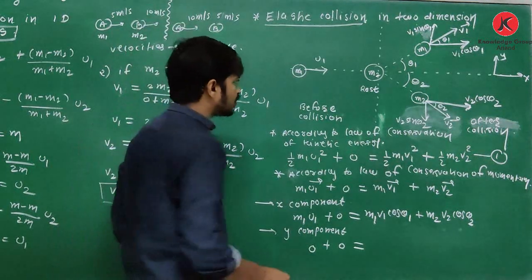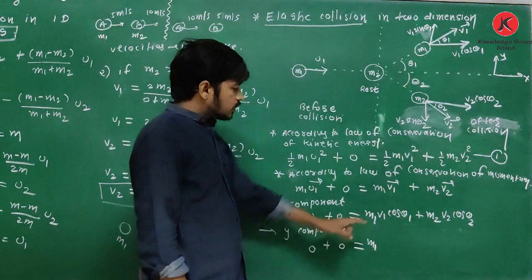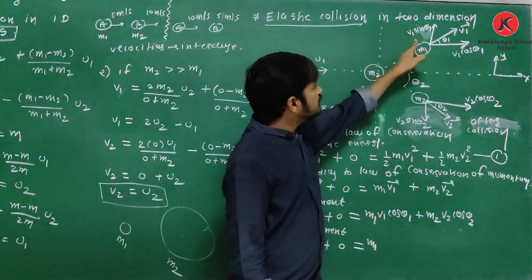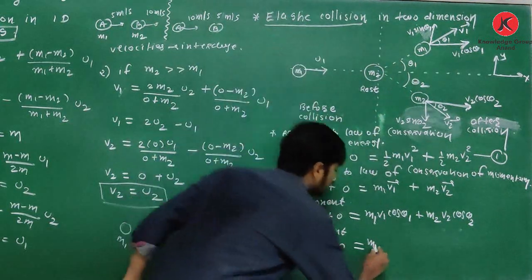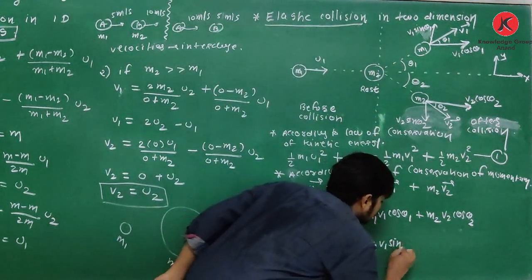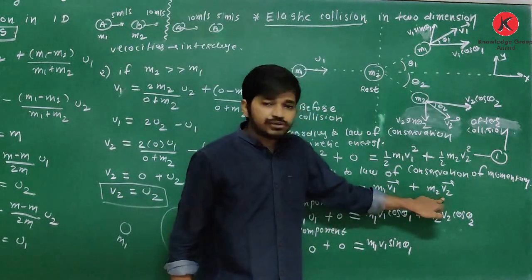Now, take care about this. m1 v1. What is the y component of v1? It is v1 sin theta 1 upward. So it is m1 v1 sin theta 1. But see, plus m2 v2.